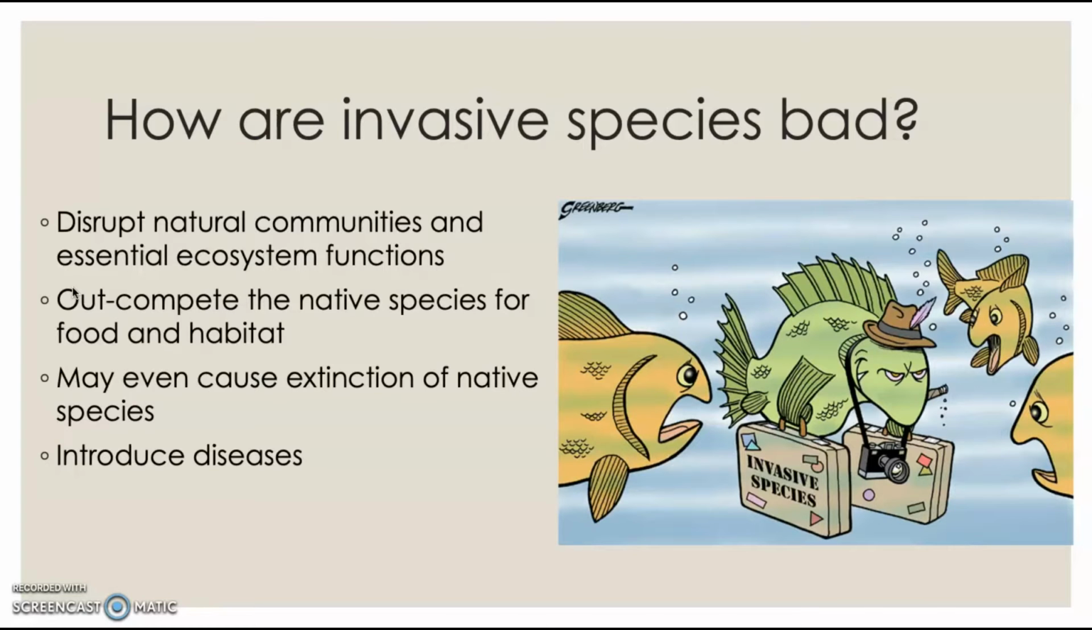How are invasive species bad? Invasive species can disrupt natural communities and essential ecosystem functions. They do this by outcompeting the native species in an area for food and habitat. This can cause extinction of the native animals, plants, or insects in an area and can often even introduce diseases.